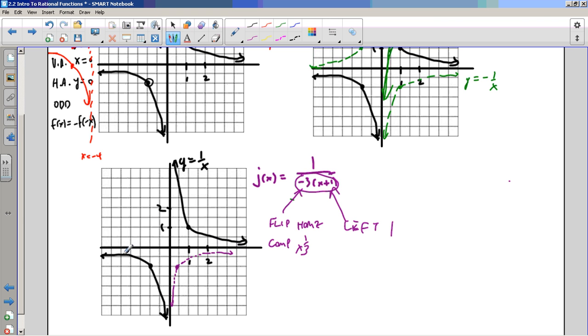Still an asymptote, though, even though this one's way out there. Flipped and then brought back 1/3. Flipped, brought back to 1/3.